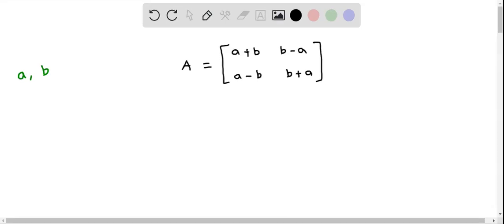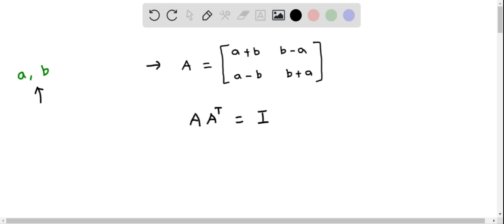Here we determine the condition that must be satisfied by a and b so that the matrix A is orthogonal. For a matrix A to be orthogonal, we use the condition that the product of A with its transpose, that is A times A transpose, must equal I, where I represents the identity matrix.